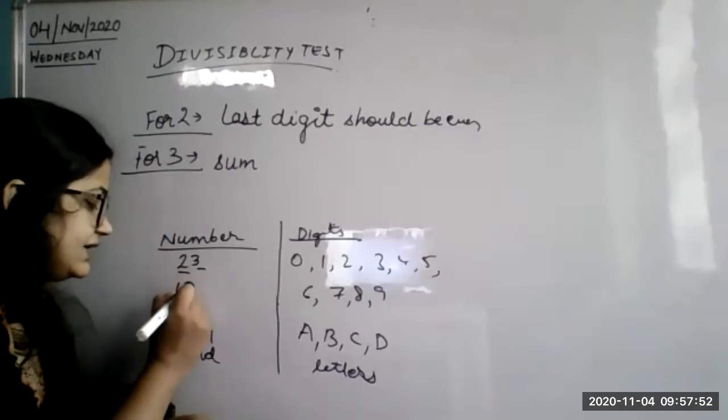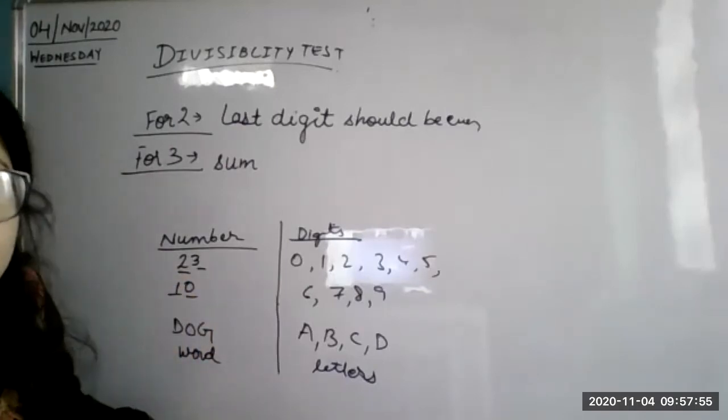See, 23. If you are writing 23, 23 is a 2-digit number. 2 and 3 are digits. And 23 is a number. 10 is a number, but its digits are 1 and 0.